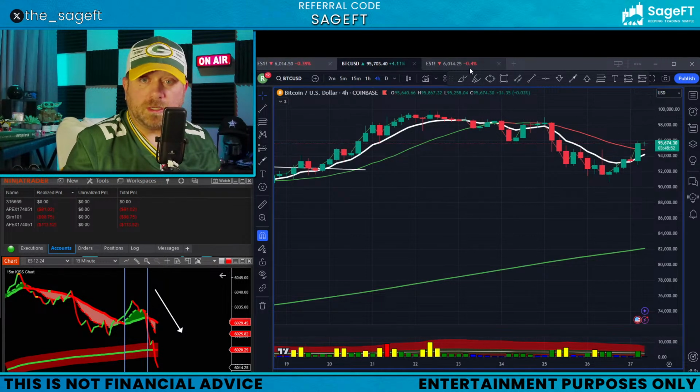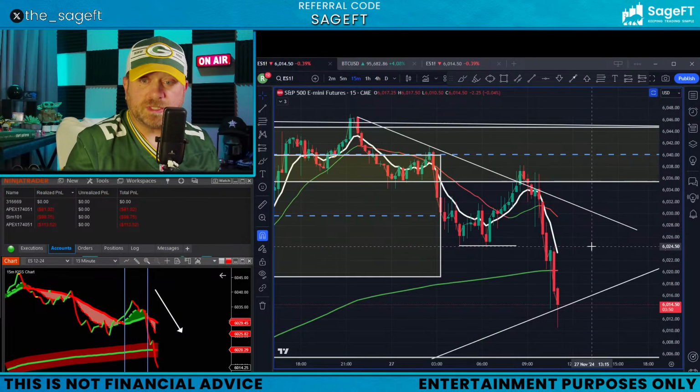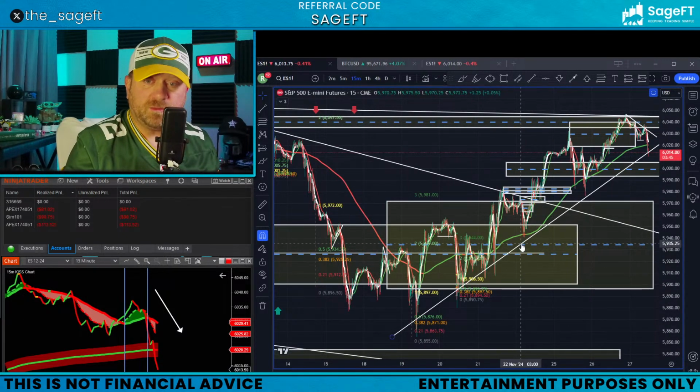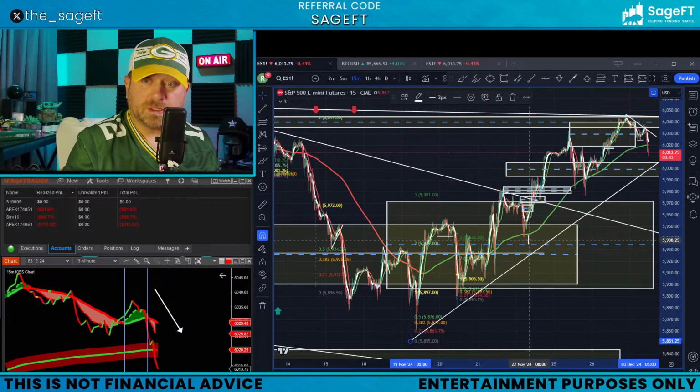All right, so continuing on here, now we're at the first touch in a long time of this 15-minute low to low trend line. Oh no, we got a bit to go. I don't know why it would move like that.